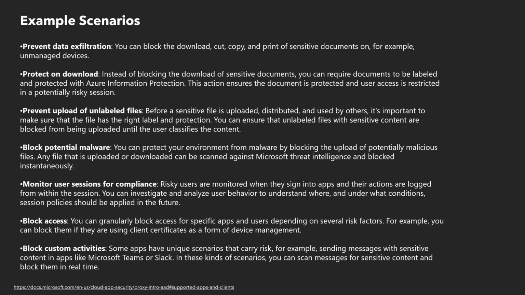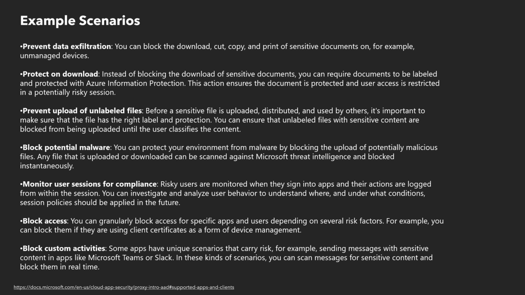So some example scenarios of how you can use this. I can prevent data exfiltration, so blocking the ability to download files, blocking copy and paste operations, printing, and doing that on maybe an unmanaged device. Protecting upon download. So as you download a document, let's apply DLP to it, an Azure Information Protection label and encryption to that file. Prevent upload of files that maybe don't have that label. Block malware. So as you try to upload a file to an app, if it does contain malware, we can actually block it and stop it from being uploaded. And same thing with being downloaded.